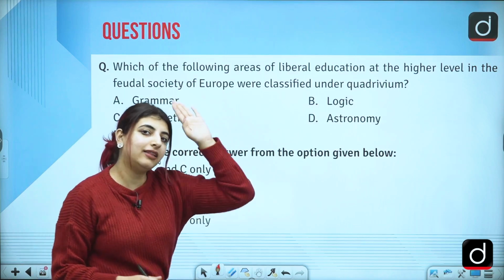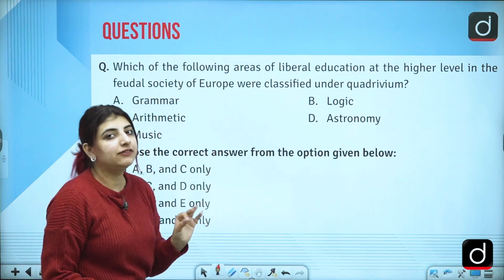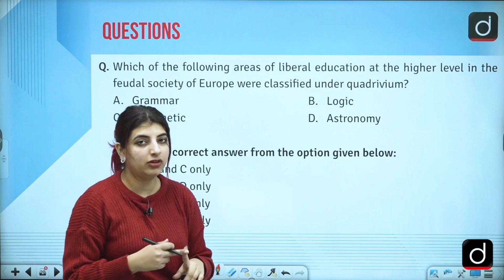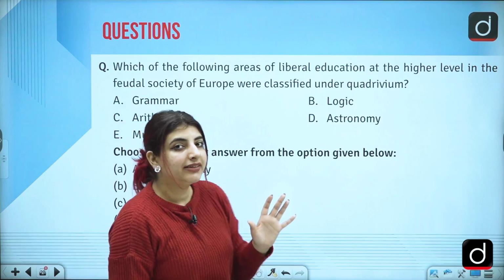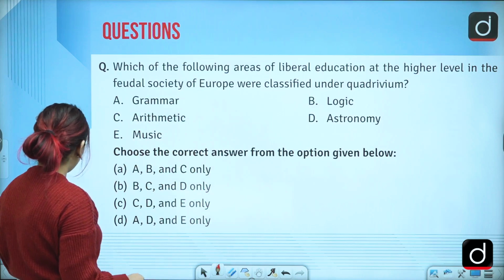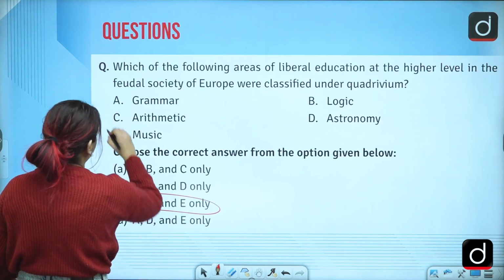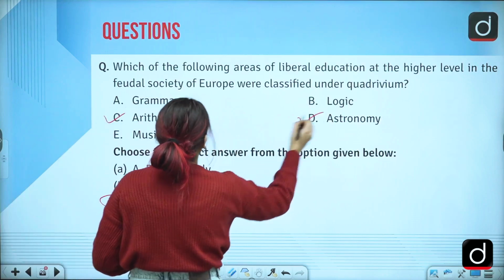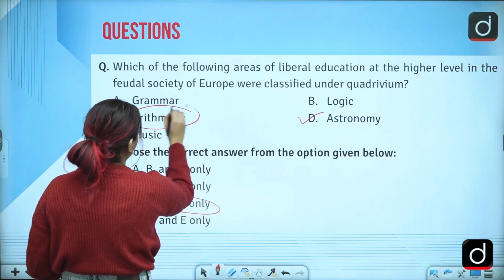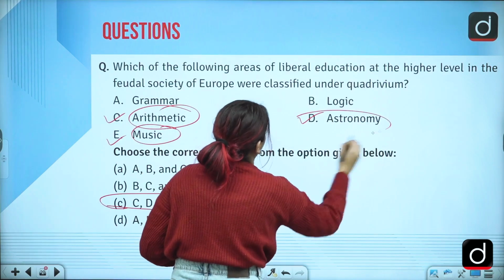Then we have: which of the following areas of liberal education at the higher level in the feudal society of Europe were classified under the quadrivium? So answer the question correctly. The answer to this question is option C, that is C, D and E only, that is arithmetic, music and astronomy.